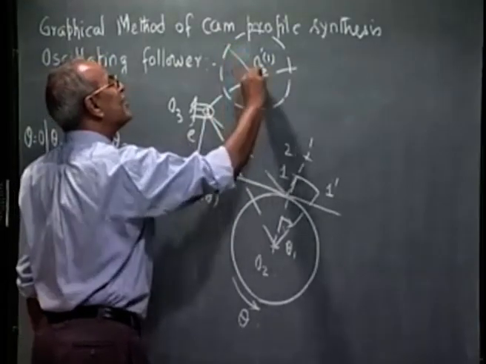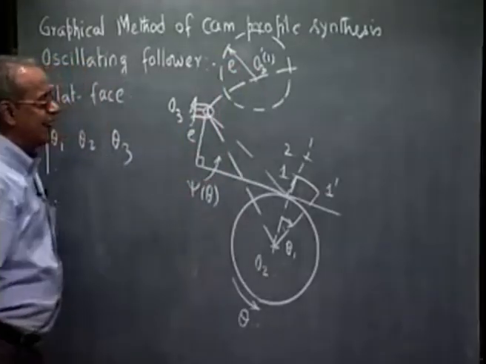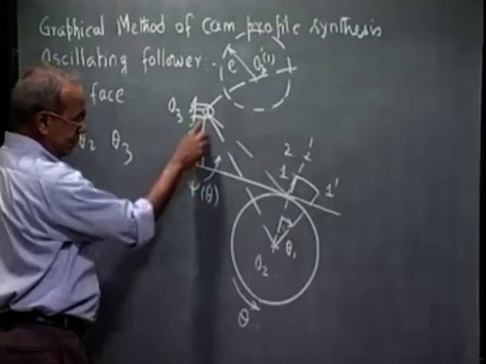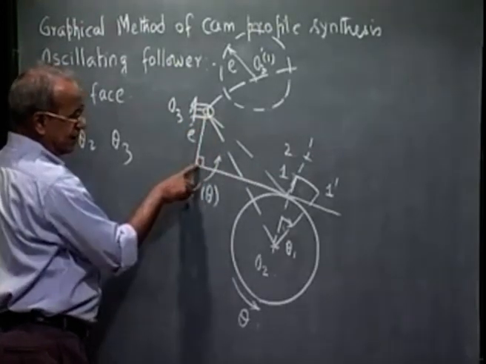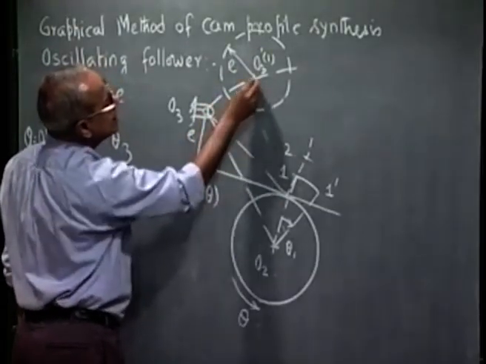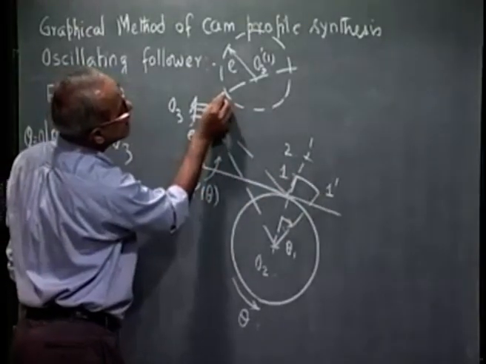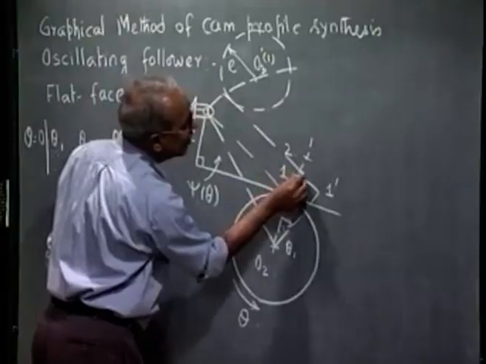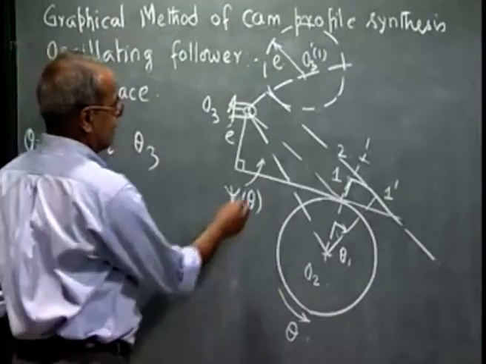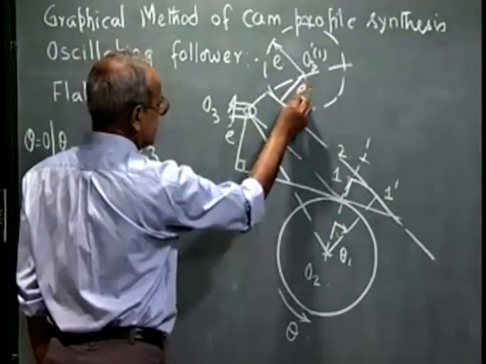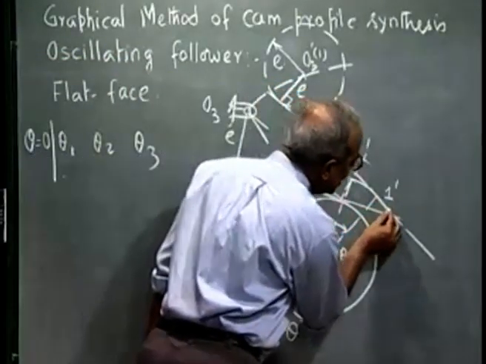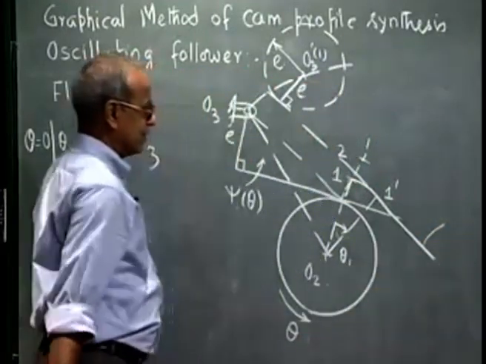This is of radius E, and the trace point is here, and I know the follower face will always be perpendicular to this offset E, which means this will be tangential to this circle. The offset E is the same, and from 1 prime I draw a tangent. So, this represents the follower face after kinematic inversion.